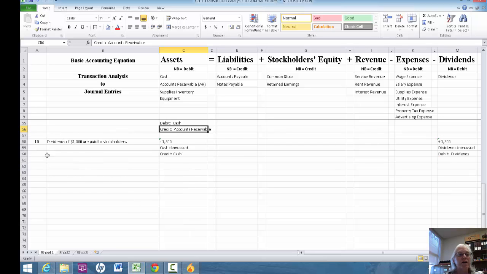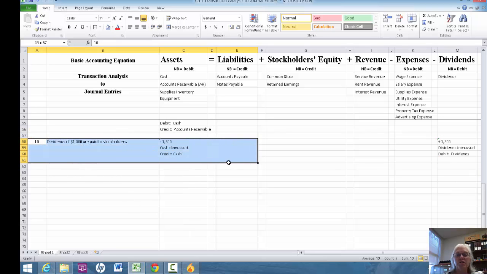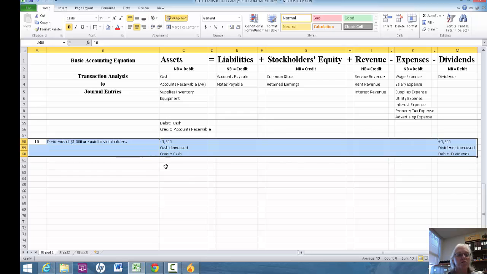Then our final entry, our final transaction, is we're going to pay our shareholders some money. It's $1,300 in dividends. So if we pay it, cash decreases, which is a credit to cash, opposite the normal balance. And the dividends will increase, which means we're going to increase with our normal balance of a debit, so we debit the dividend account.